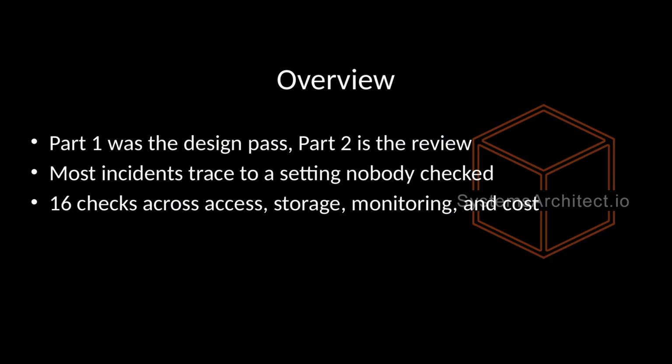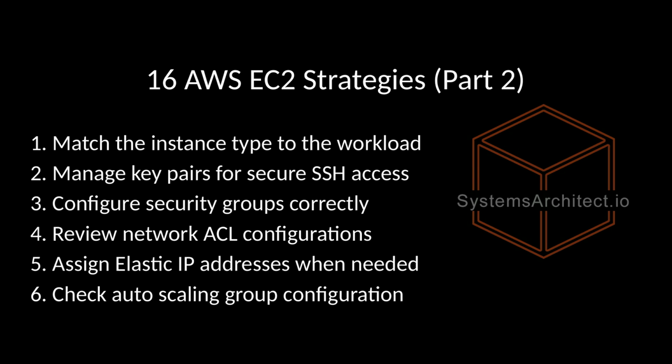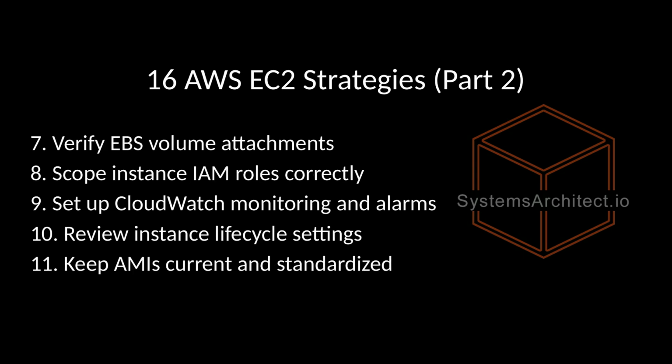16 AWS EC2 strategies, Part 2. 1. Match the instance type to the workload. 2. Manage key pairs for secure SSH access. 3. Configure security groups correctly. 4. Review network ACL configurations. 5. Assign elastic IP addresses when needed. 6. Check auto-scaling group configuration. 7. Verify EBS volume attachments.